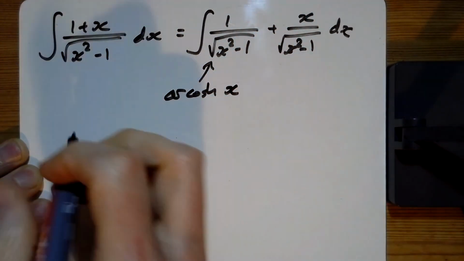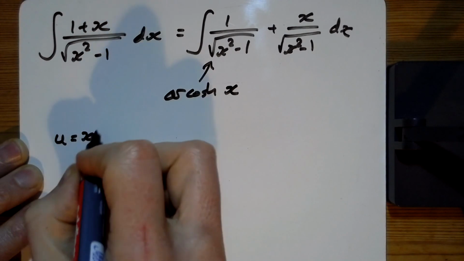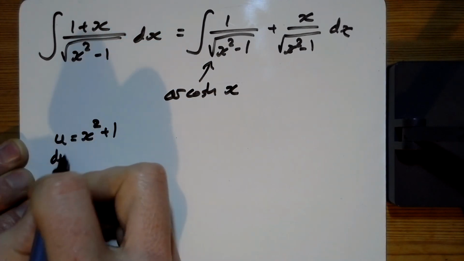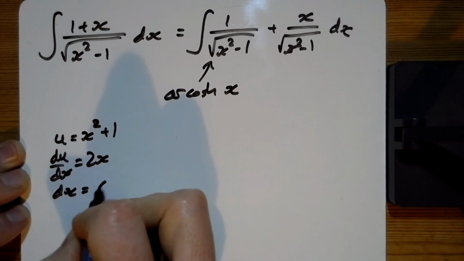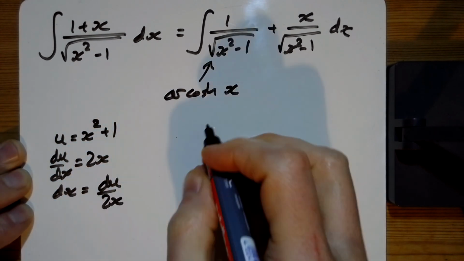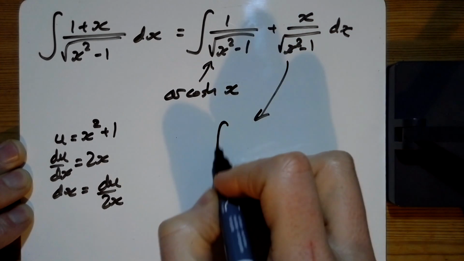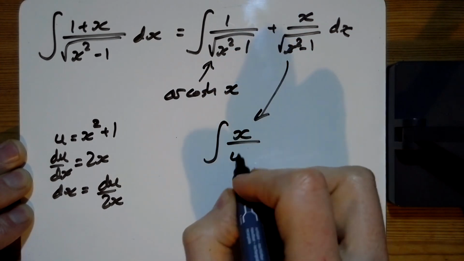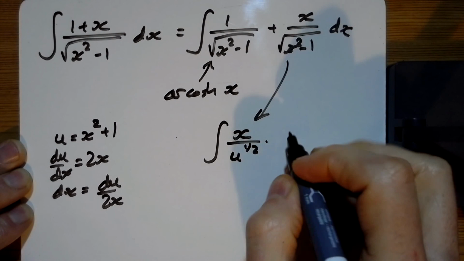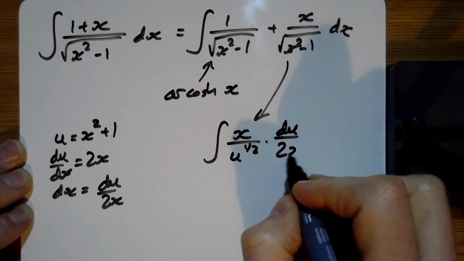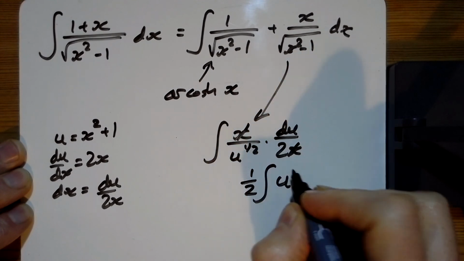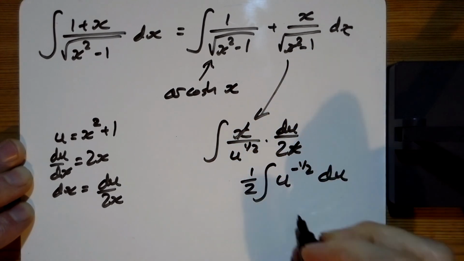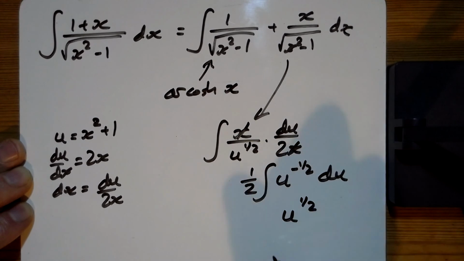Now this one here, I'm going to do a substitution of u equals x squared plus 1. That differentiates to give 2x. It gives me dx is equal to du over 2x. That means this integral that I'm trying to do here is x over u to the power of a half times du over 2x. The x's cancel, so basically I'm just doing a half the integral of u to the minus half du. Power goes up by 1, divide by the new power, cancelling that half there.